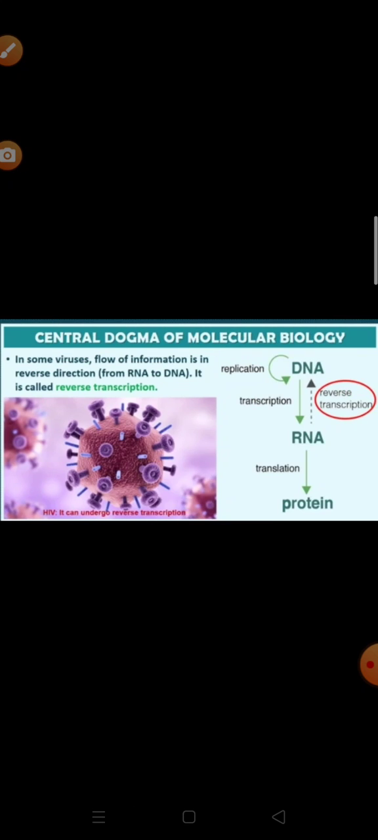Now we will come to the central dogma of molecular biology, which was proposed by Francis Crick. We say it is the Crick model. Now what does it state? DNA to RNA to protein. I told you this right now. DNA forms RNA by the process of transcription, and RNA to protein is formed by the process of translation.